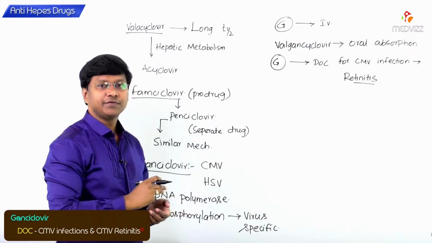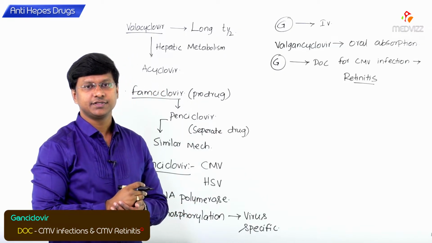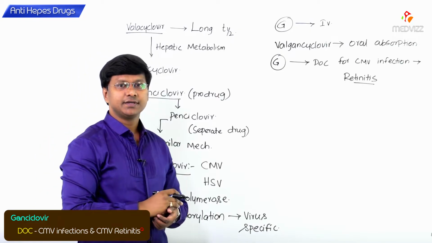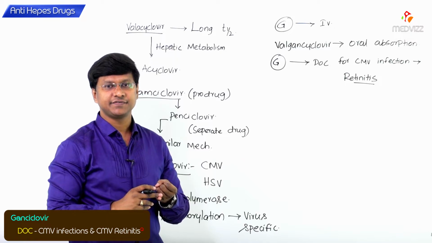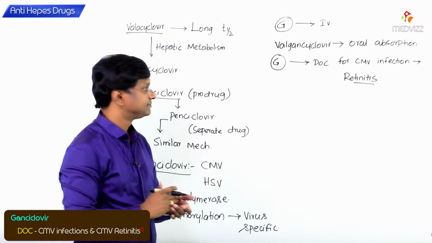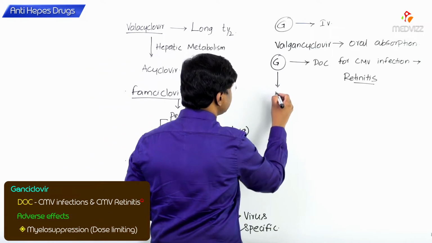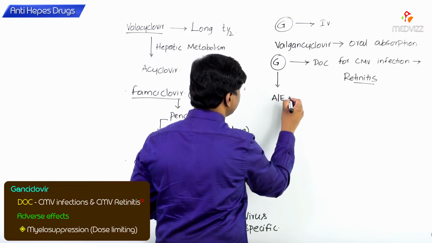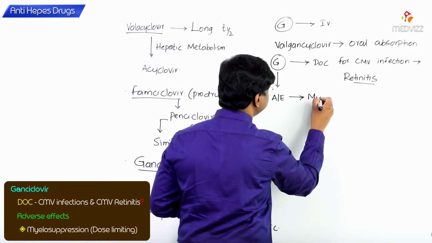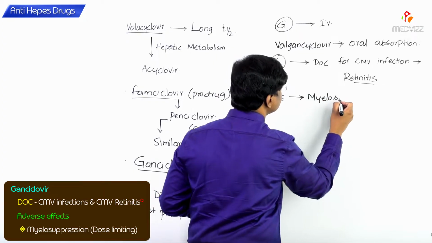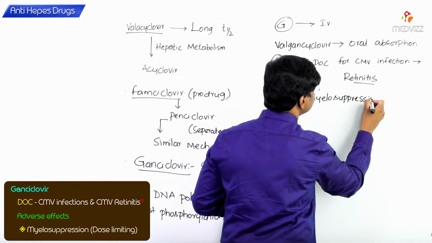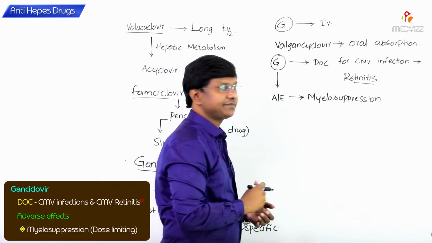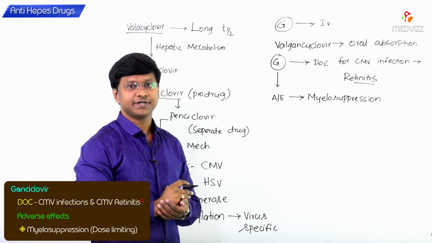Next, the adverse effects associated with Gancyclovir. Remember, Gancyclovir causes dose limiting adverse effects, that is myelosuppression.